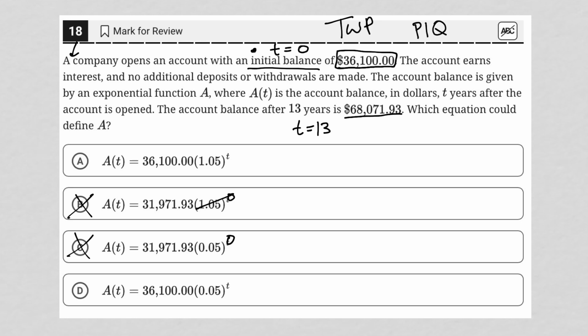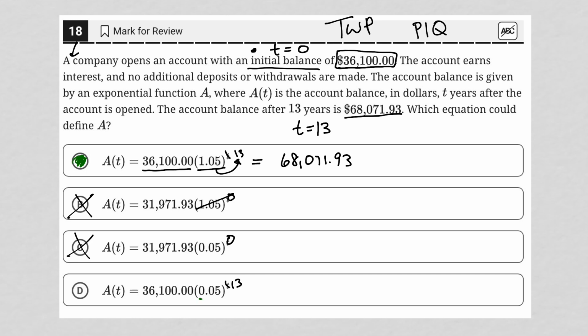So next, I'm going to plug in t is 13, right? So I put a 13 here, put a 13 there. Go to my calculator. Let's see, 1.05 to the 13th power is with that value. Once I multiply that by 36,100 in my calculator, what I get is that this is in fact equal to $68,071.93. Therefore, choice A must be the correct answer.